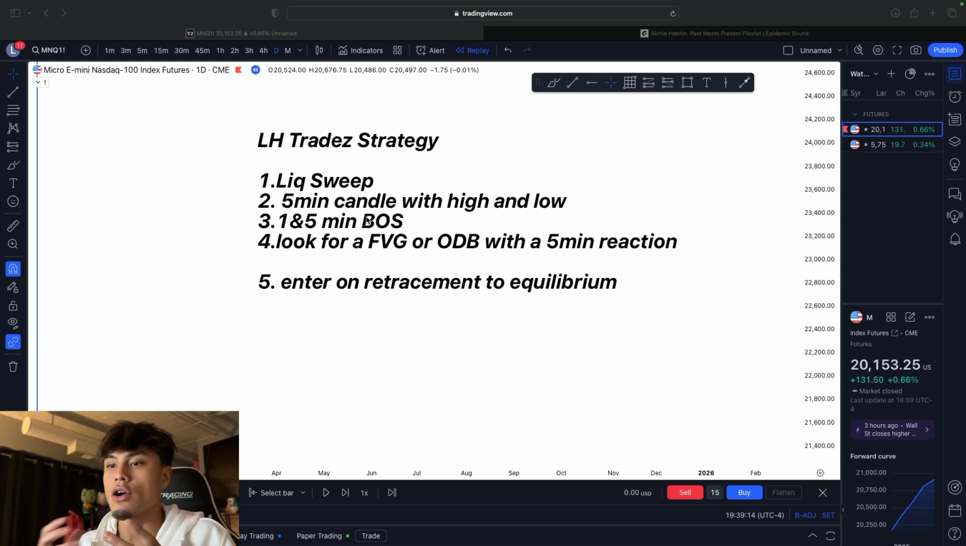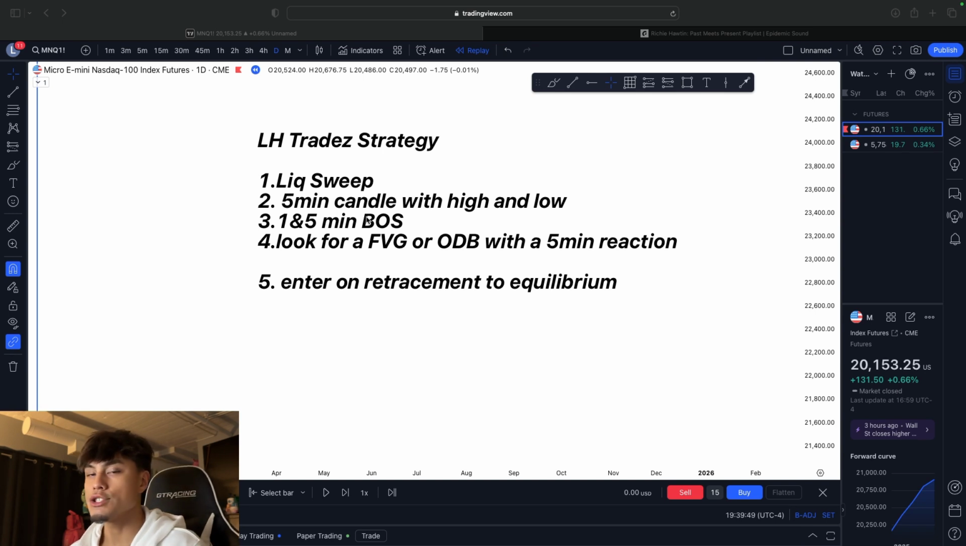Alright, now that we have those three confluences, we just need the last two, which would be to look for a fair value gap or an order block, and I need a 5-minute candle reaction. If I want to buy, I need a bullish reaction, and if I want to sell, I need a bearish reaction. Once I have that, I drop lower to the 1-minute time frame and wait for us to retrace to the equilibrium of that order block or fair value gap. Once we do that, I enter with confidence, I accept my risk, and then I am just ready to see what the market is going to do.